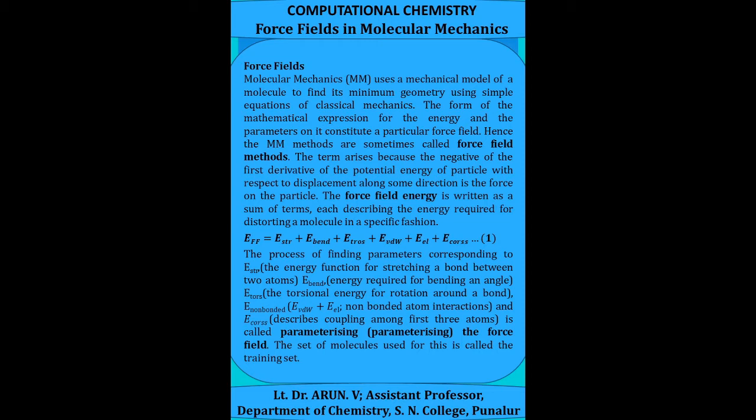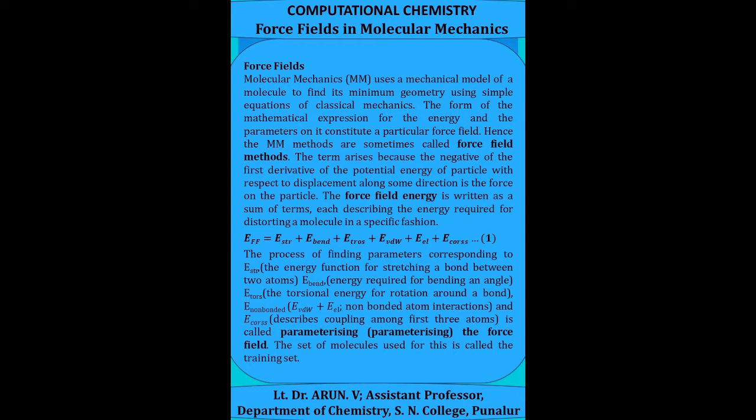The force field energy is written as the sum of terms, each describing the energy required for distorting a molecule in a specific fashion. Therefore, the total force field energy can be written as the sum of E stretch, E bend, E torsional, E van der Waals, E electrostatic plus E cross. The process of finding the parameters corresponding to E stretch, E bend, E torsion, E non-bonded and E cross is called parameterizing the force field.